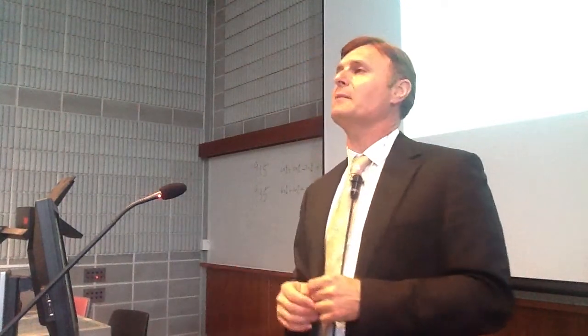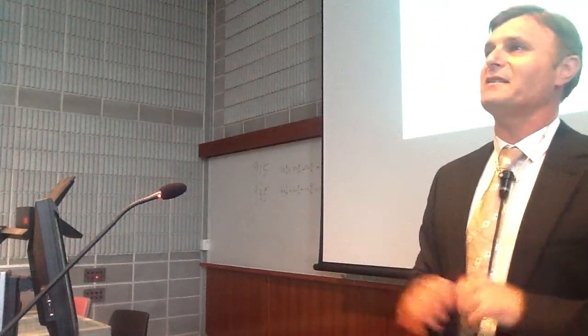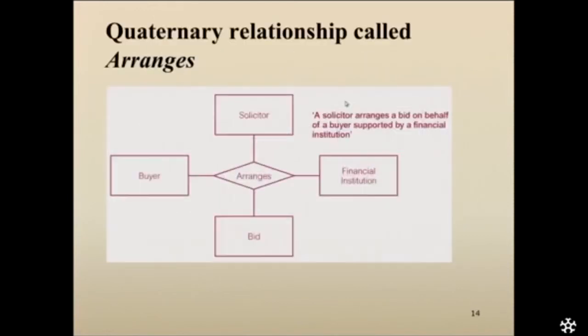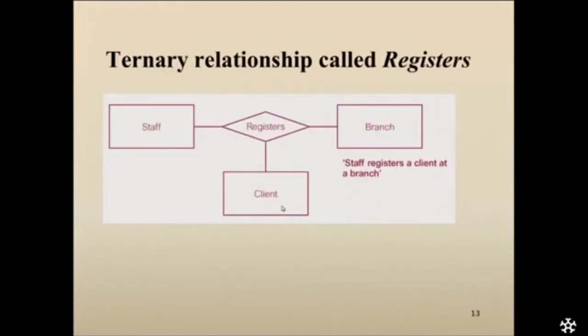So here is another example. Just take it easy and just look and enjoy what's happening here. We've got three tables: staff, branch, and client. And there's a relationship. For example, in this case, the staff registers a client at a branch. So that means when we store the details of each client that comes to a branch, we just put in the branch number in which the client is enrolling or registering, and also we store the details of the person that entered the data, the staff number.